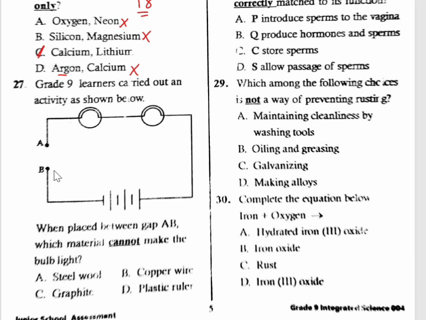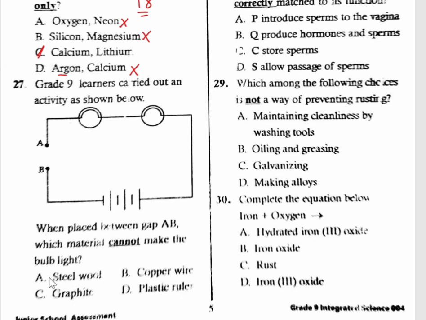Grade 9 learners carried out an activity shown below. So here we have some bulbs, we have a battery, and then we have a point of contact AB. When placed between gap AB, which material cannot make the bulb light? So we are going to look at which material is a good conductor of electricity and which one is not a good conductor. So we're going to look at which cannot make the bulb light.